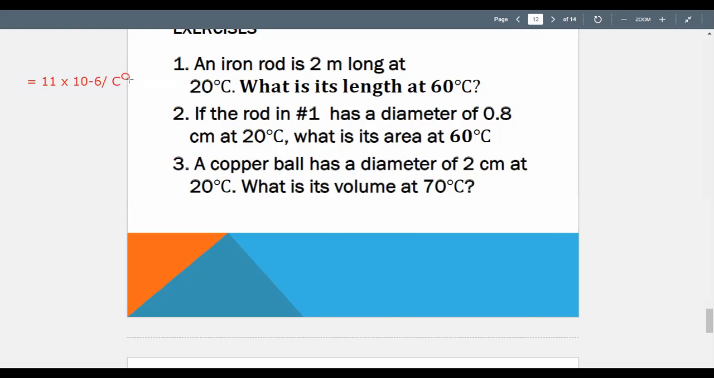So, and then again, now this is our alpha value. And then next is our, no, we have our delta T earlier. Our delta T earlier was 40 Celsius degree. We solved that already. And we just add the symbol.